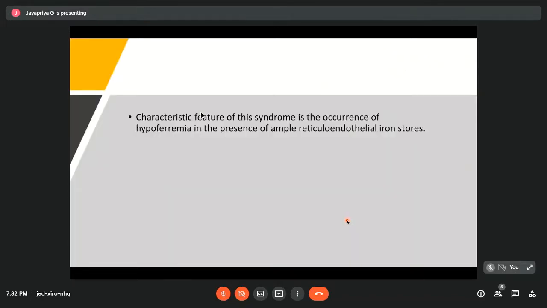The characteristic feature, the hallmark of this anemia of inflammation, is two things. One is the presence of hypoferremia, that is, very low serum iron, but ample reticuloendothelial iron stores. The iron stores are increased, but the iron cannot be mobilized into the blood, resulting in hypoferremia or decreased serum iron. So we learned how this condition occurs.